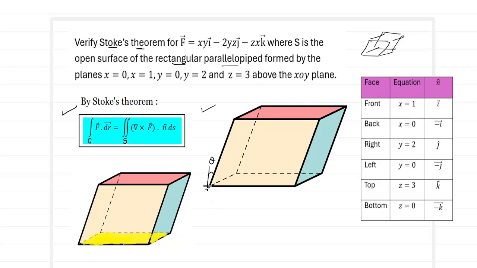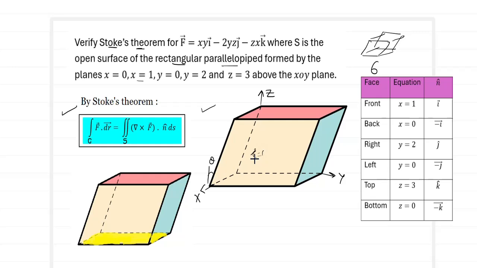Now we will draw our axes of reference. Let this be the x-axis, this will be the y-axis and the top one will be the z-axis. Just like our cuboid, a rectangular parallelepiped also has 6 faces. What are they? Front, back, right, left, top, bottom. So front is given by x equal to 1. It is the one facing you. So we have x equal to 1.